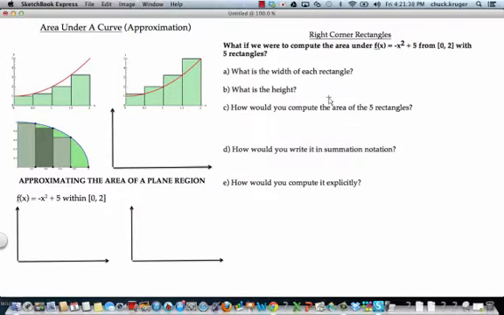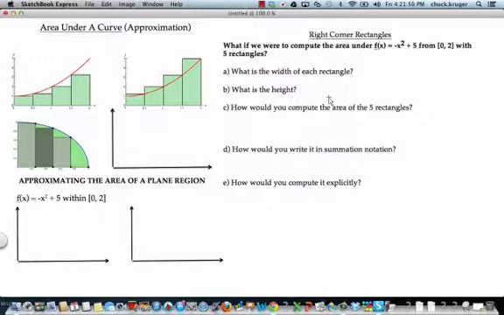Hi, this is part 2 on section 4.2, area, and what we're doing is taking a look at computing the area under the curve and how we go about that. The first thing we're going to do is set up rectangles of equal width going across, and I have three pictures here.